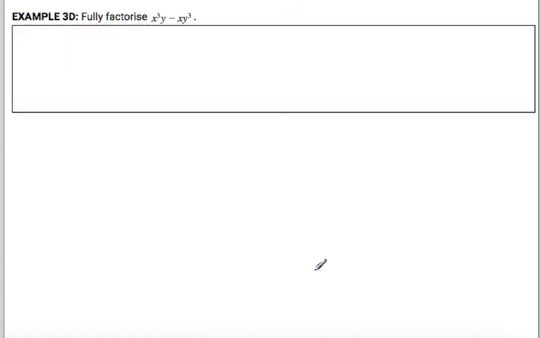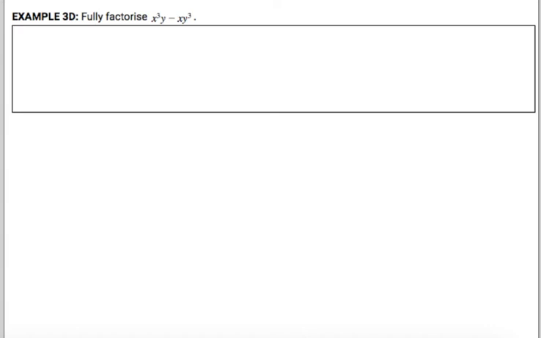Last example here. I want you to try this on your own before I solve it. I have x cubed y, subtract xy cubed. So try this on your own before. Pause the video and give it a try. And now I'll show you how to solve this.